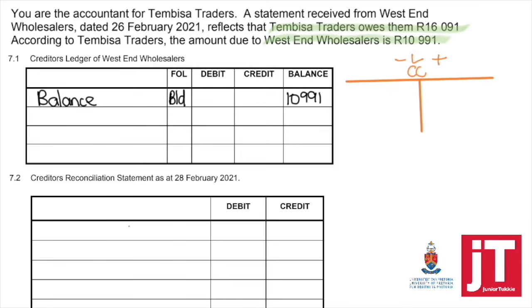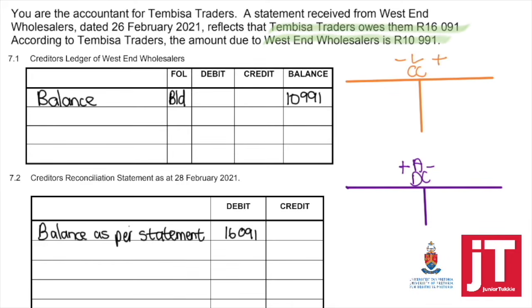Reminder, why does it appear? Well, in a creditor's ledger, the balance will go straight to the balance. We're not going to write it on the debit or on the credit side. If you look at the creditors reconciliation statement, balance as per statement, according to them, we owe 16,091. Why does it appear on the debit side? Because from their perspective, we are a debtor.